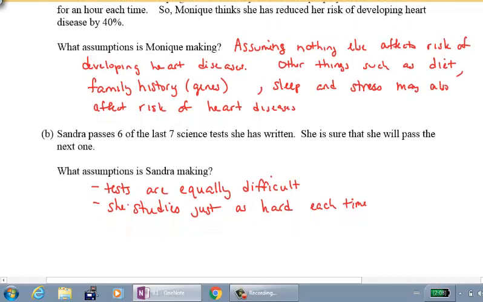Alright, so that's the beginning of probability and statistics. We're going to be learning more about this stuff and how to do a survey later on down the road, and we're going to culminate this unit with a large project, so stay tuned.